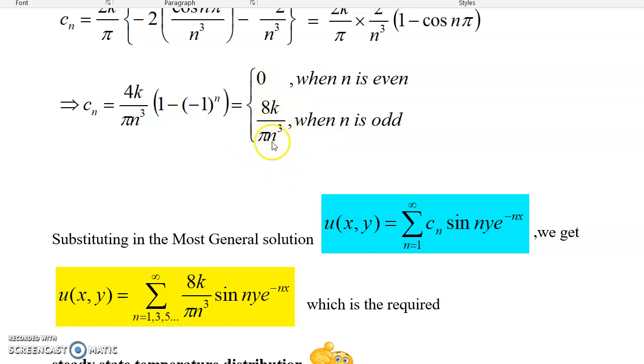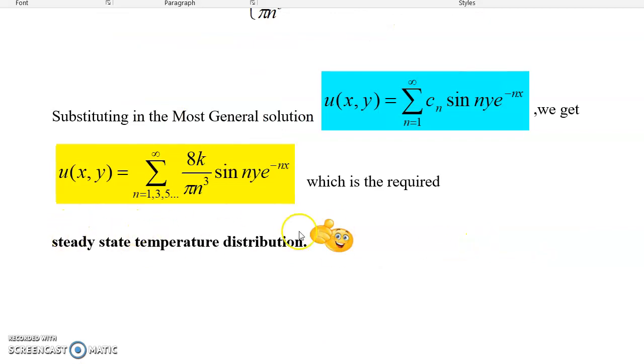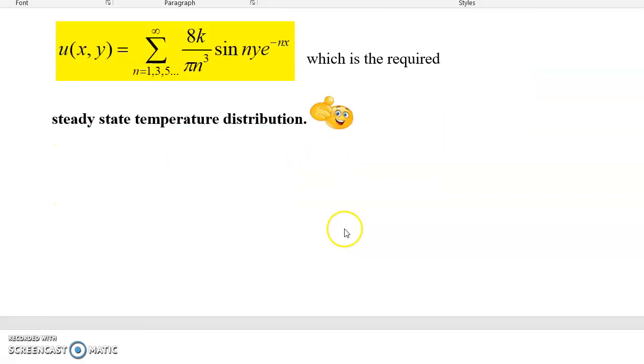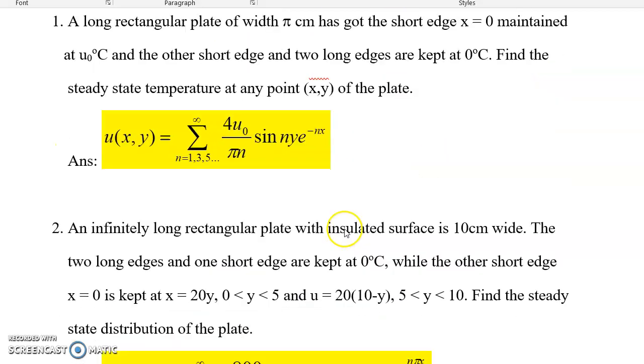So this answer of Cn you should substitute in the most general solution, and this is the required steady state temperature. So this is the final answer. So using the concept, try to solve these two problems.